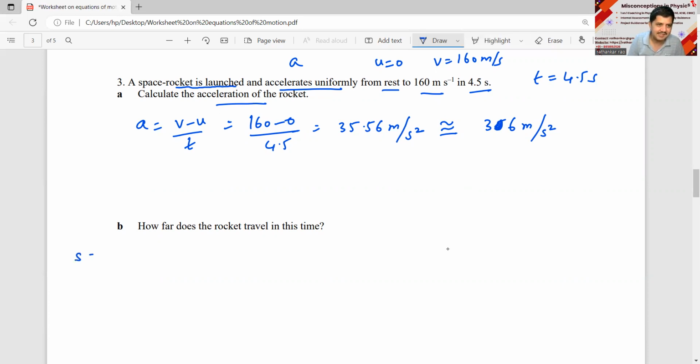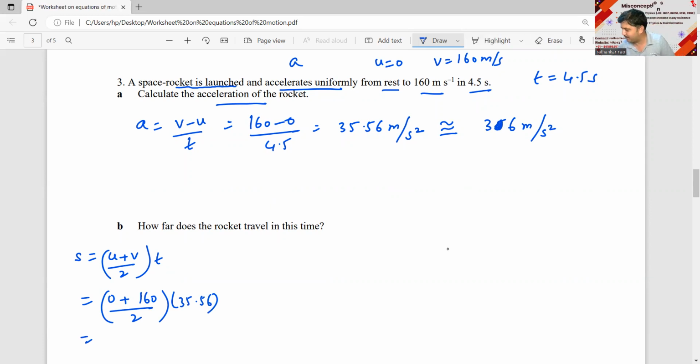First one is distance, s is equal to u plus v divided by 2 multiplied by t. Okay, easiest way to do it. What is u? 0. What is v? v is 160, divided by 2, multiplied by t. I will substitute the whole thing here. Now it's dependent on time, so let me take the accurate values, 35.56. When I do this, I get 80 multiplied by 35.56. I'm going a bit faster, but you can always reduce the speed in your video and have a look at it. 35.56 times 80 tells you it is 2844.8.